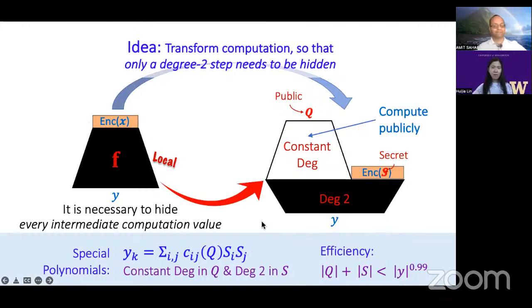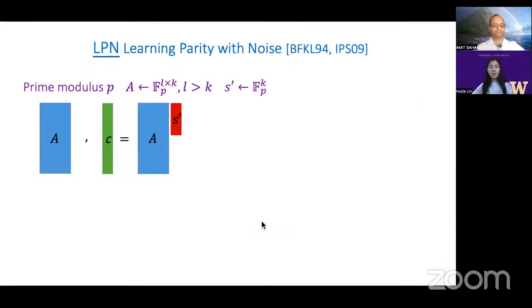In order to achieve this goal, we will use the hard problem, learning parity with noise, over a large field FP. So let me tell you about it. This relates to decoding random linear codes. So given a randomly chosen coefficient matrix A, and together with C, which is the multiplication of this matrix A with a secret and randomly chosen vector S prime, we know that using Gaussian elimination, we can efficiently solve for S prime.